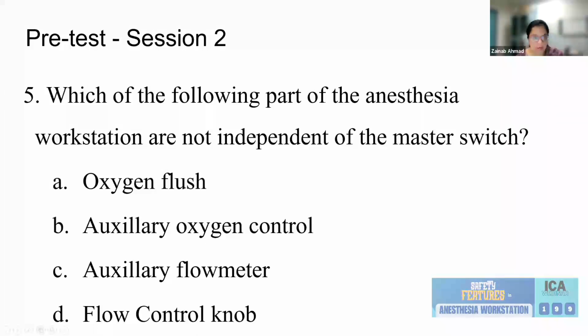So last question. Which of the following part of the anesthesia workstation are not independent of the master switch? Option A, oxygen flush. Option B, auxiliary oxygen control. Option C, auxiliary flow meter. Option D, flow control knob. And the time is over.